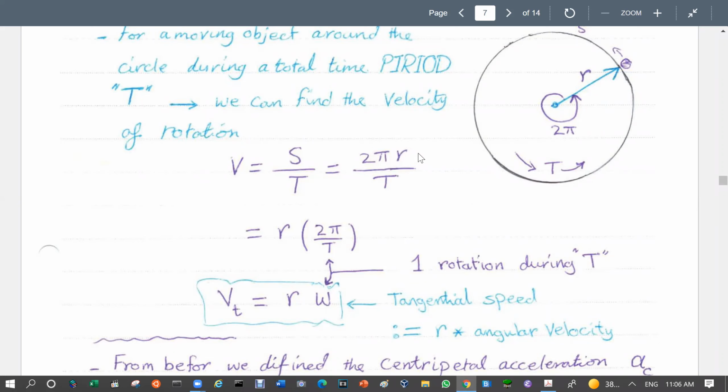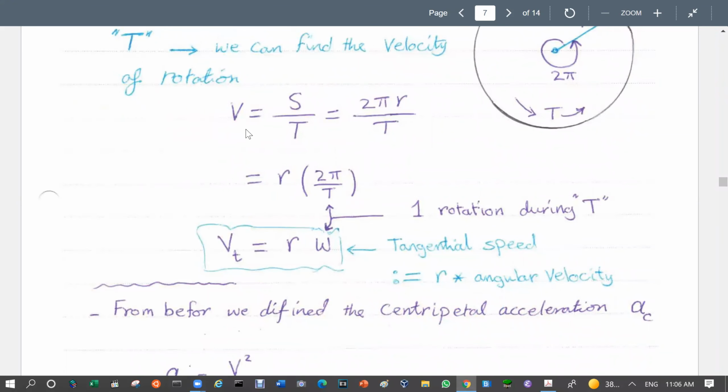Now in physics, I told you from before, we can change the position of any quantity. So we can take R outside from this. It will be 2 pi over T. 2 pi is the change in angular position over the time. This is angular velocity. It is multiplied by R. So the speed is the radius multiplied by the angular velocity.